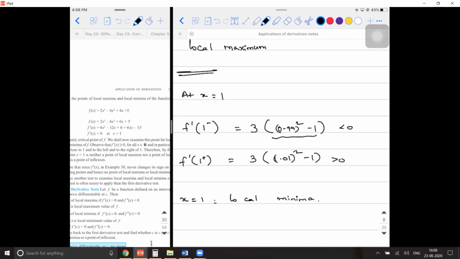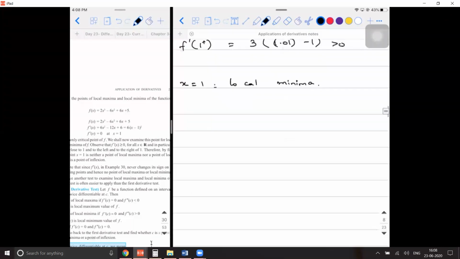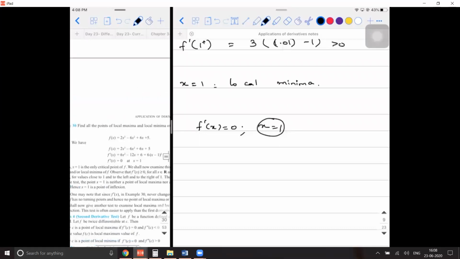Sir, I get both the points at x equal to 1. Sorry, you got f dash of x is equal to 0 at x is equal to 1, correct? Yes, sir, both are at once. Both are 1, neither a point of local maximum nor a point of local minimum. So this kind of a point is called a point of inflection. So make a note of it. I'll explain what that point of inflection is.